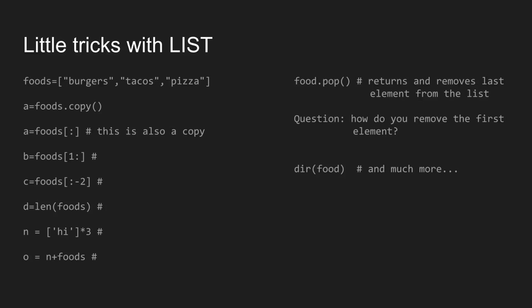We could say we want to copy that list to another variable, say, for instance, A. We could use the copy method, or we could use a slicing method with the colon. It's a little bit more cryptic, but you have to understand that this is string slicing, right? But this is also list slicing.